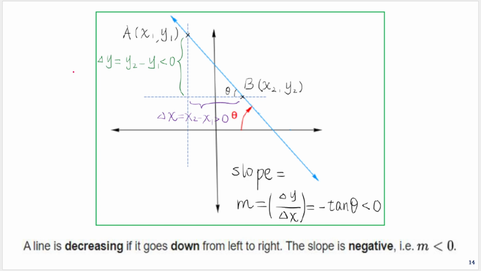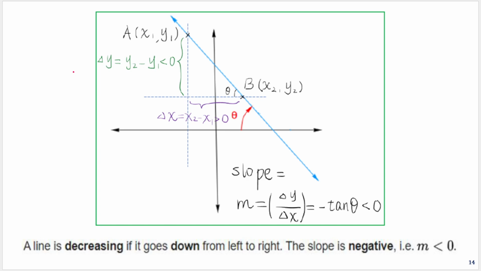If the line goes down from left to right, that means if y2 minus y1 is less than 0, then x2 minus x1 must be greater than 0. Or if y2 minus y1 is greater than 0, then x2 minus x1 must be less than 0. They always have opposite signs, right? Which means as x increases, y decreases, or as x decreases, y increases. Therefore, delta y over delta x is always a negative number, right?